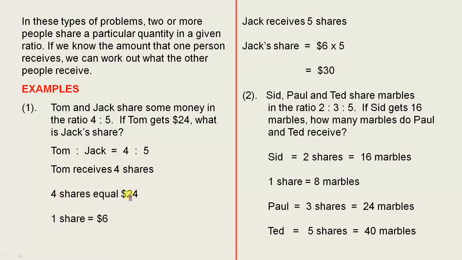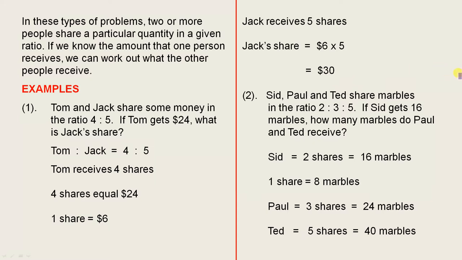Therefore 4 shares equal $24. Therefore 1 share equals $6. We know that Jack receives 5 shares because it's 4:5. Therefore Jack's share will be $6 times 5, which is $30.